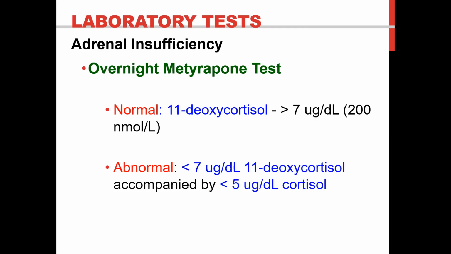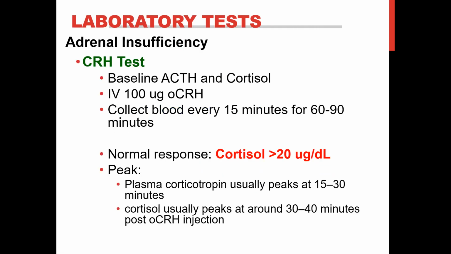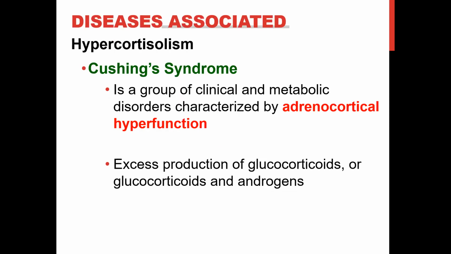11-deoxycortisol accompanied by a decrease, less than 5 microgram per dL, in cortisol. For the CRH test, we get baseline ACTH and cortisol, and then we give 100 micrograms of CRH, and then we collect blood every 15 minutes for 60 to 90 minutes, and the normal value would be more than 20 microgram per dL cortisol. The corticotropin plasma levels will usually peak at 15 to 30 minutes, and cortisol usually peaks around 30 to 40 minutes post CRH injection.